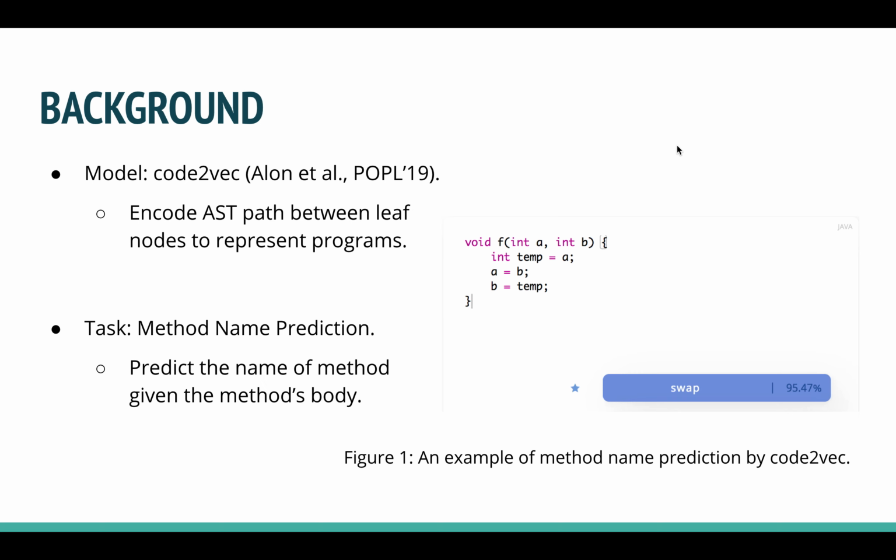The code2vec embedding model uses a bag of paths in the abstract syntax tree of programs to represent the programs. The model encodes AST paths between leaf nodes and uses an attention mechanism to compute a weighted average of the path vectors in order to produce a single code vector of 384 dimensions for each program. Code2vec was initially introduced to predict the method name given the body of the method. Figure 1 shows an example of this task wherein a neural model based on code2vec correctly predicts the name of the method swap with more than 95% prediction score.